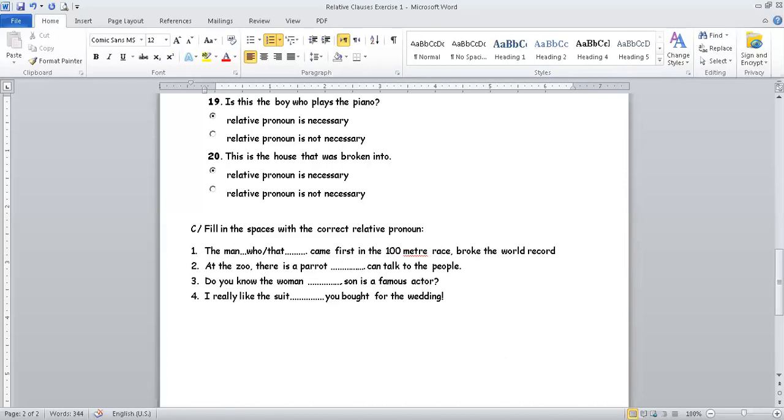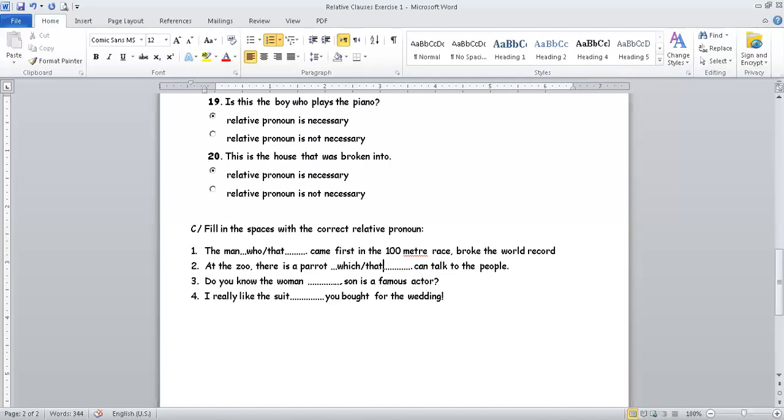2. At the zoo, there is a parrot can talk to the people. We want to define parrot. Parrot is an animal, something. So we use which can talk to the people. The parrot can talk to the people, so it is the subject, which defines a subject, which is the parrot. Is it possible to use that? Yes, it's possible also to use that. At the zoo, there is a parrot that can talk to the people, or which can talk to the people.